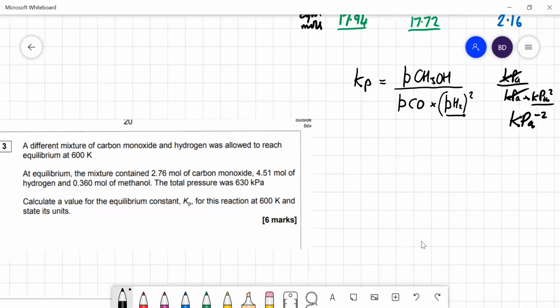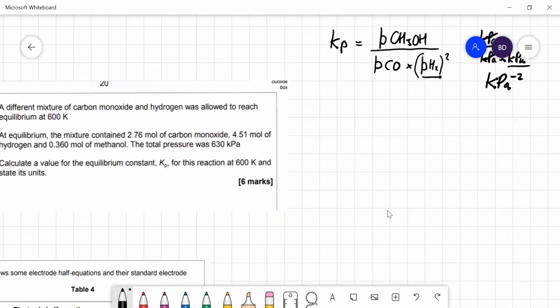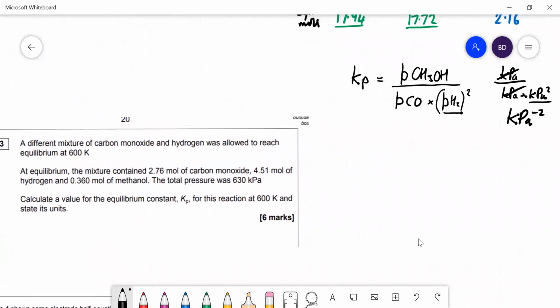Right, so we need here, we're running out of space, I think. Okay, so we need to work out, first of all, the mole fraction. So here are our gases. We've got CO, H2, and methanol. And we need to work out the mole fraction. I use that little lambda sign for mole fraction. But we need to work out the total moles first. Well, the total moles is 2.76 plus 4.51 plus 0.36, and that is equal to 7.63 moles.